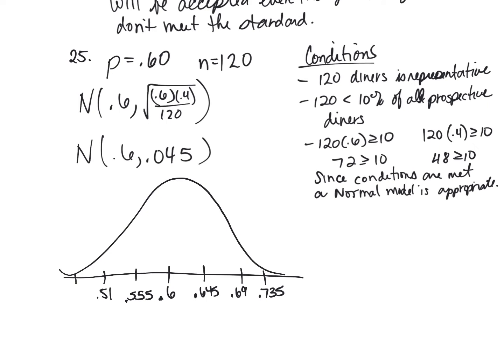And 0.465. So your 95% mark, 95% of the time, they expect between 51% of their customers and 69% of their customers to want a non-smoking seat. Yes? Would it be okay if you chose 3? Yes, it's okay to choose 3 standard deviations as well, right?